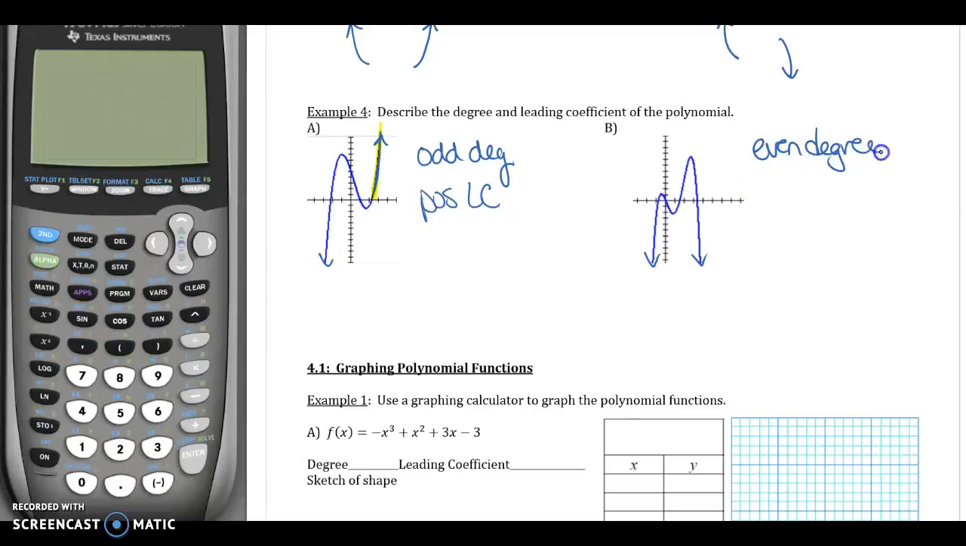Even degree, because they point in the same direction. Negative leading coefficient, because the right side points downward.